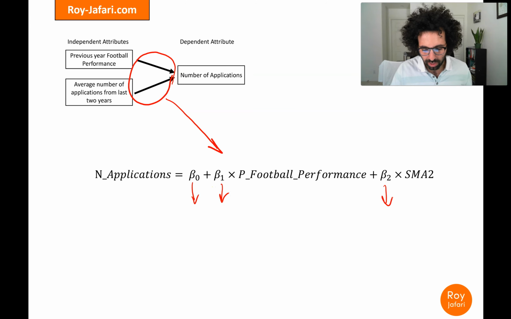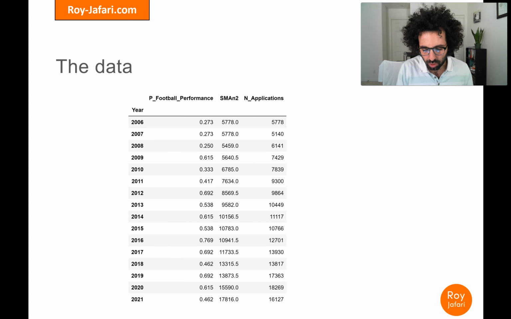So what we have here, this data that shows the performance of football of MSU from 2006 to 2021, and also the previous 2 years average of number of applications. So basically, for example, this value is the average of these two values, so on and so forth. And then we are going to have the number of applications for that year.